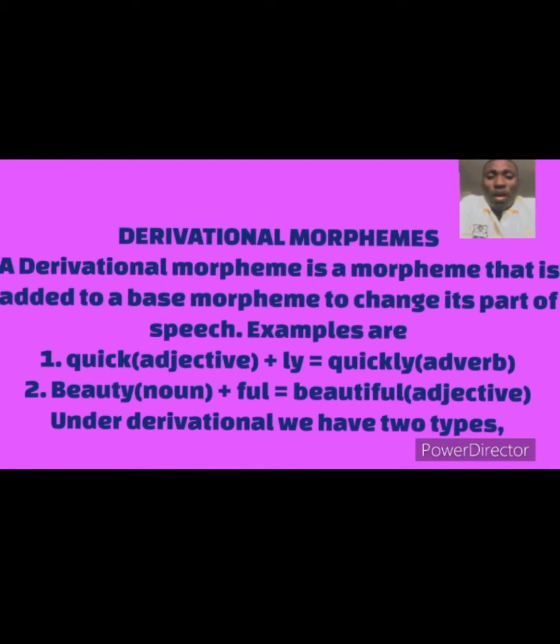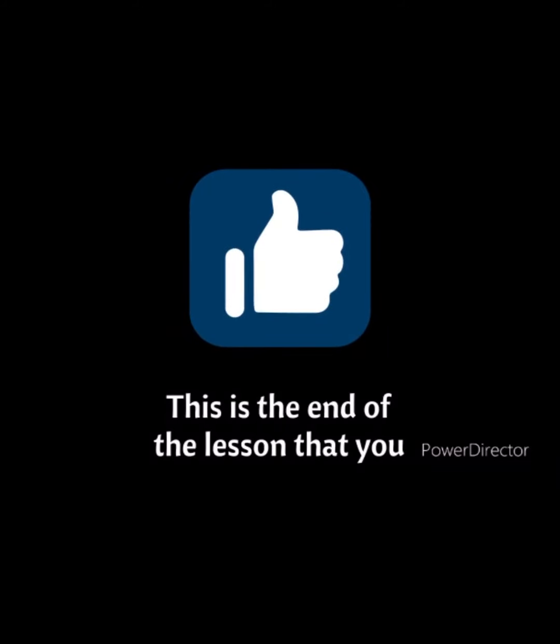Okay, students. Now a derivational morpheme is a morpheme that is added to a base morpheme to change its part of speech or its word class. An example is quick. Quick is an adjective, plus ly. It will be quickly, and quickly is an adverb. Another is beauty. We all know that beauty is a noun, plus ful. It will be beautiful. That's an adjective.